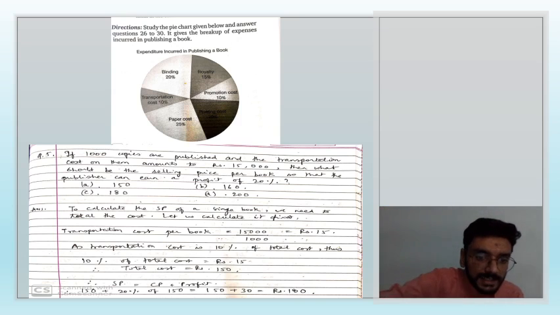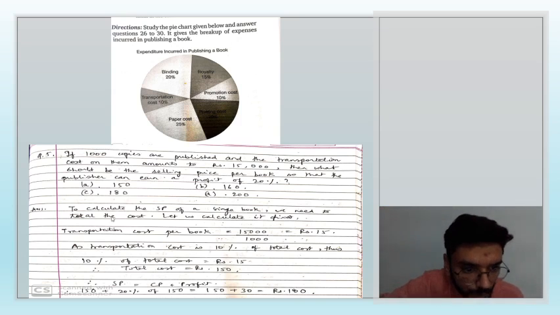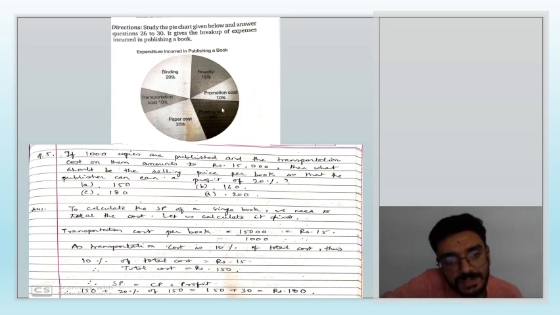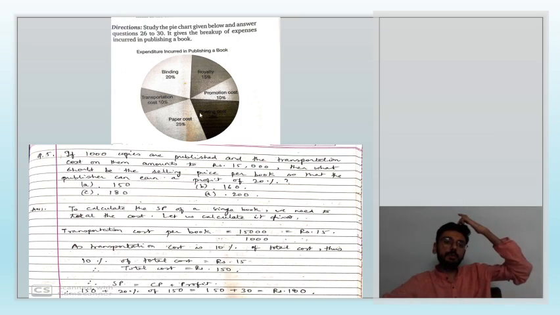So to calculate the selling price of a single book, we need to find the total cost. Let us calculate it first. Transportation cost per book would be rupees 15. Now we have seen that transportation cost is actually 10%, so this 15 represents 10%. We need to find the whole cost price of the book. So 10% of the total cost is equal to rupees 15, so the total cost comes out to be 150 rupees.